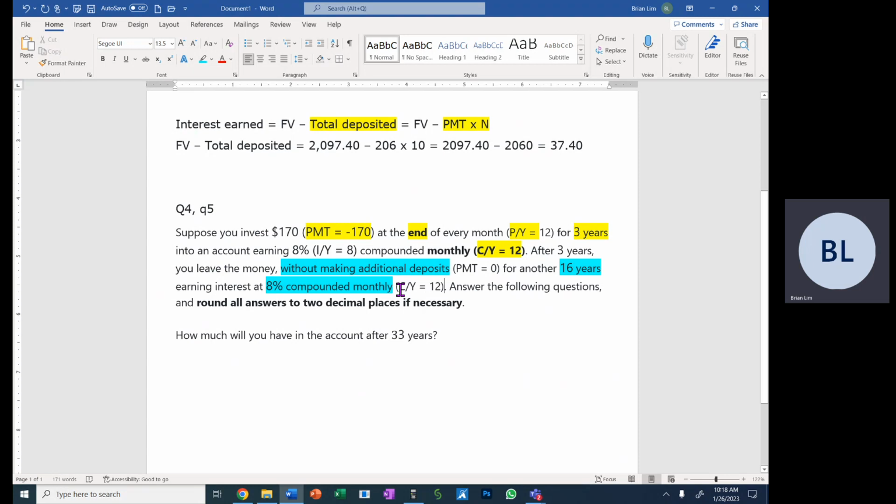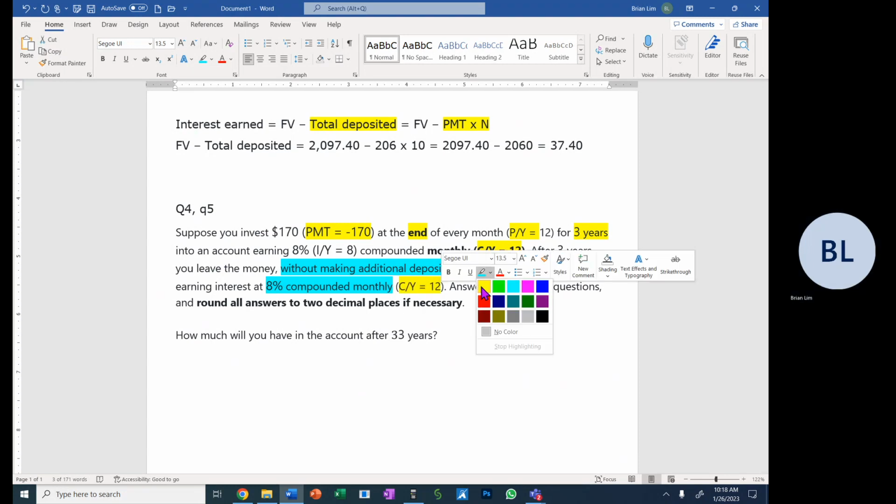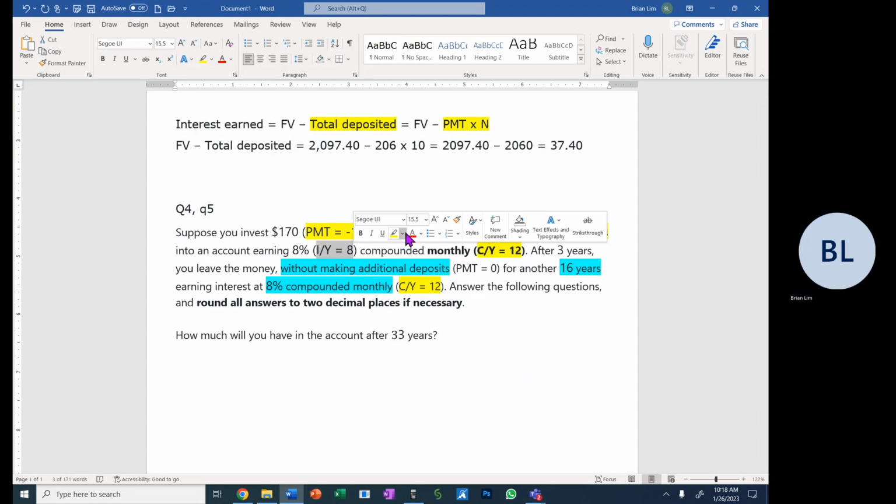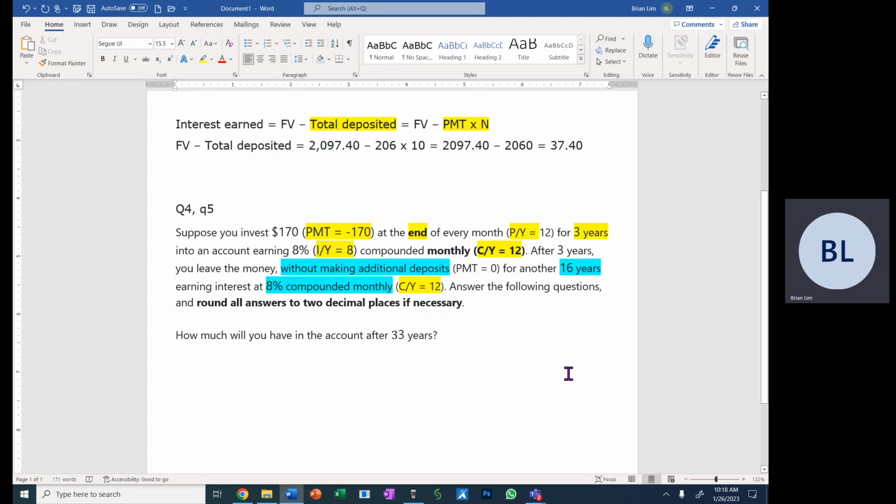That just about sums up what information is provided, and we just need to do the computation. The PMT is negative 170, CY is 12, IY is 8, and we can insert those numbers into the calculator and come up with the value.